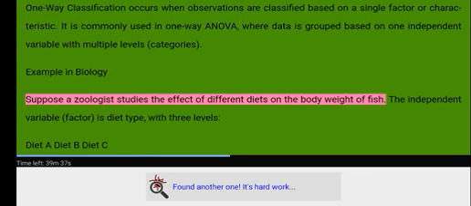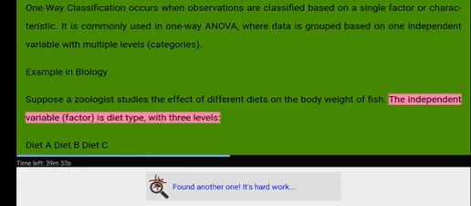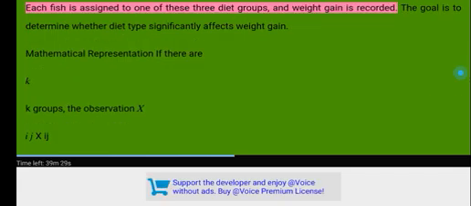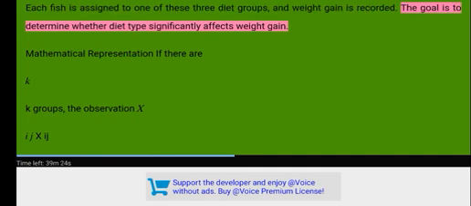Example in biology. Suppose a zoologist studies the effect of different diets on the body weight of fish. The independent variable (factor) is diet type, with 3 levels: Diet A, Diet B, Diet C. Each fish is assigned to one of these 3 diet groups, and weight gain is recorded. The goal is to determine whether diet type significantly affects weight gain.